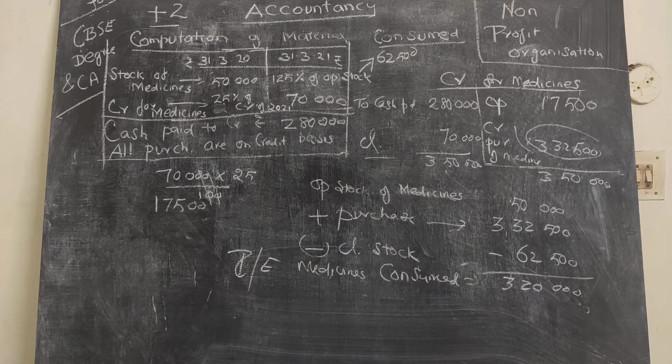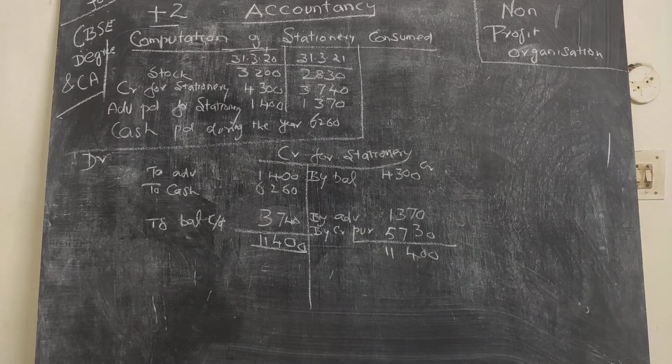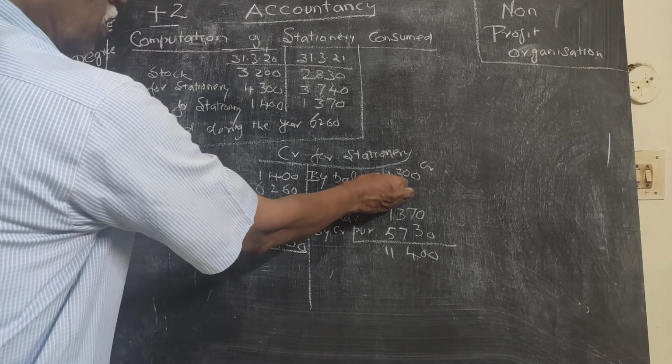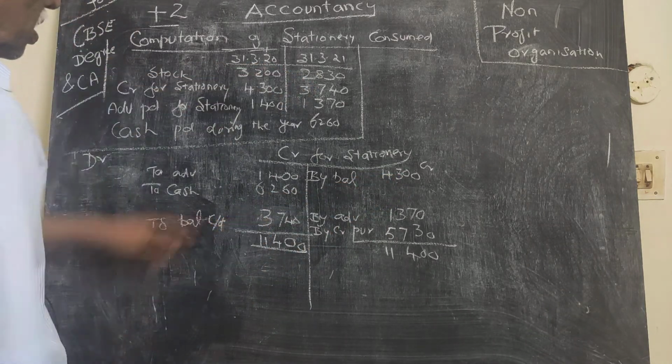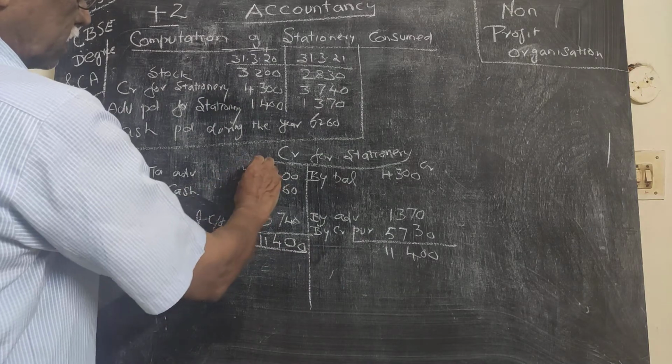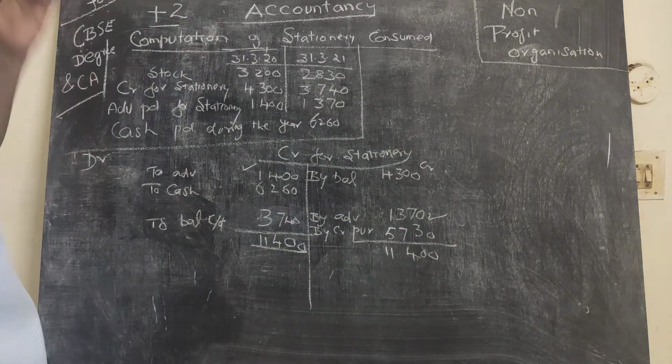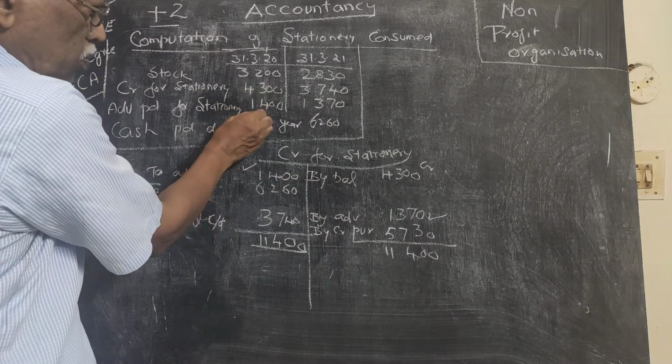Now I will do one problem for how to compute the stationery used, similar to this, but let me just do that one problem. The next problem, computation of stationery consumed. 31st March 2020 and 31st March 2021, for the 2 years the particulars are given. Opening stock 3,200, closing stock 2,830, creditors for stationery, opening 4,300, you put it here. Closing 3,740, you put it here. Advance paid is put on this side, and this amount you put here. So this is the opening creditors and this is the amount of advance paid.